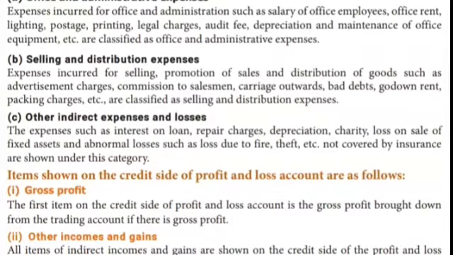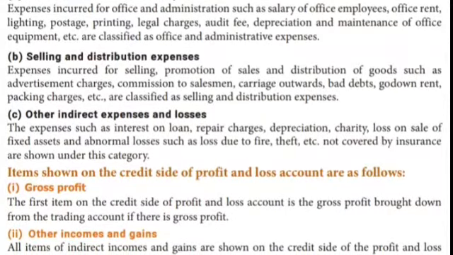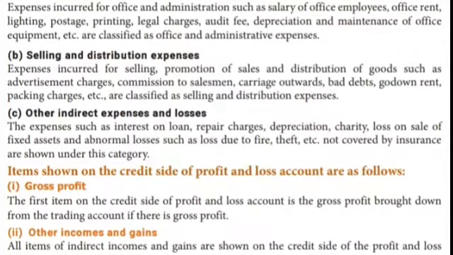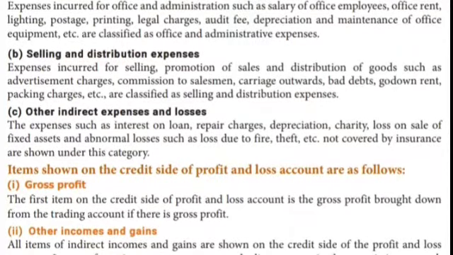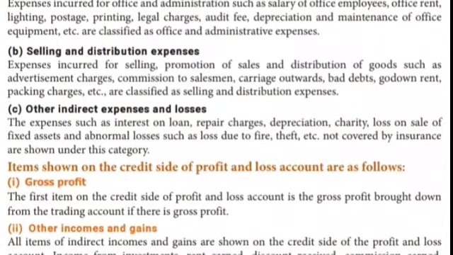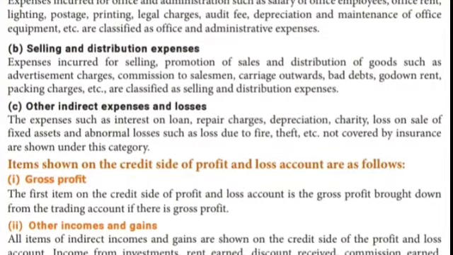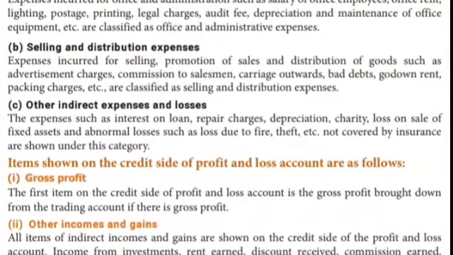Let's see what are the items shown on the credit side of the P&L account. First, gross profit. On the credit side of the P&L account, the first item is gross profit brought down from the trading account. So on the credit side, we have to enter that gross profit, the first item.